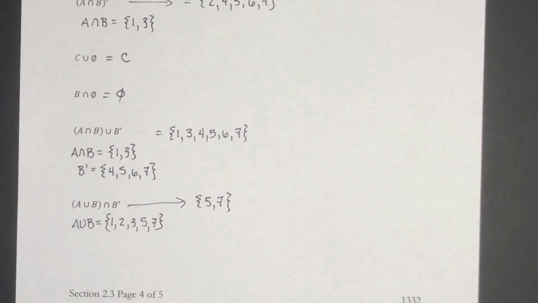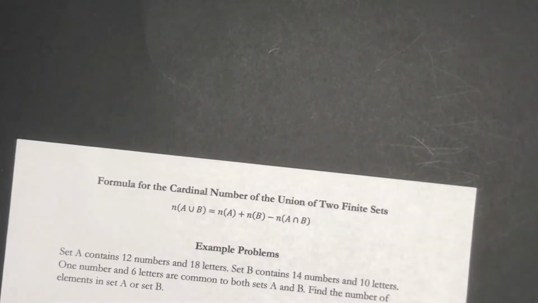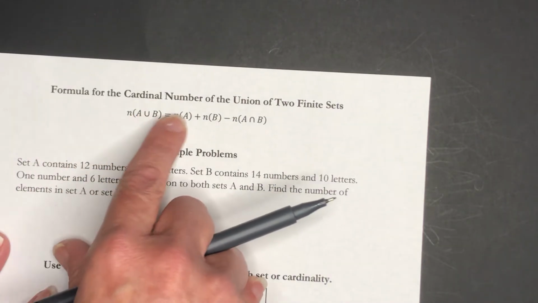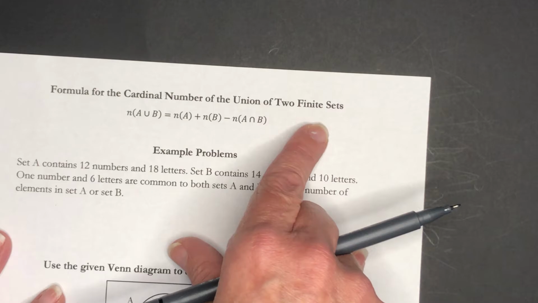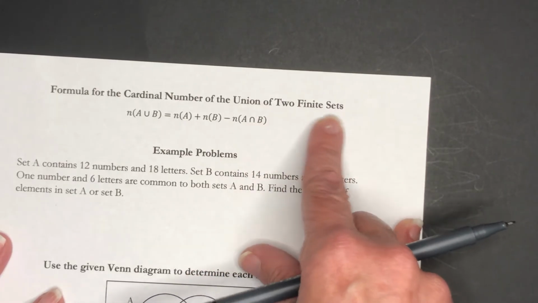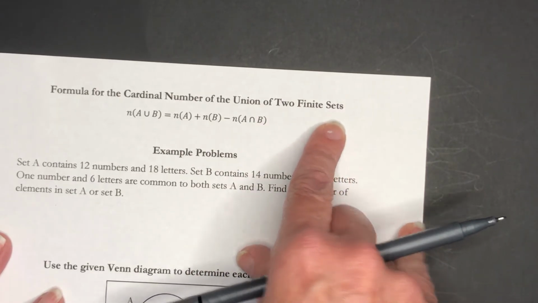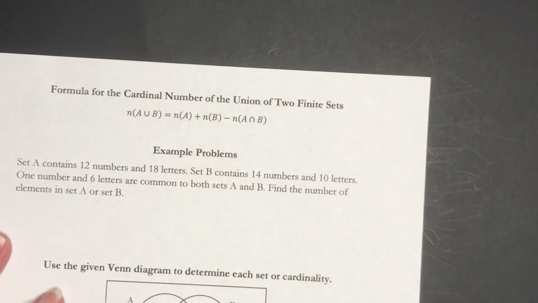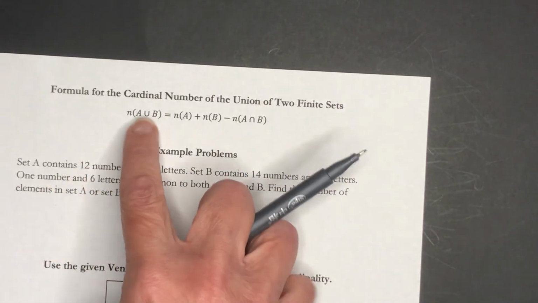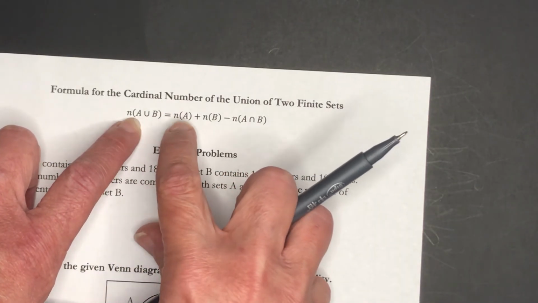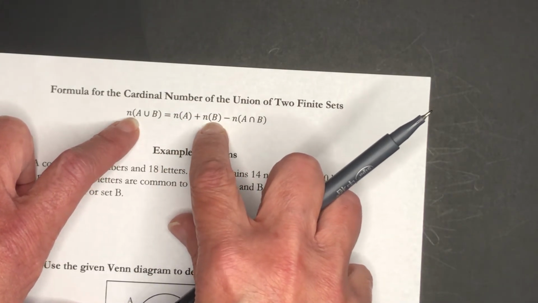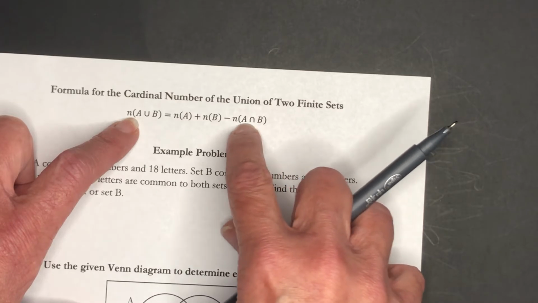Okay. One last page of notes. All right. The formula for the cardinal number of the union of two finite sets. We're not going to deal with infinite sets here. And remember that the cardinal number of a set is how many elements there are in a set. Okay? So if you want to find the number in the union, you take the number that are in A plus the number that are in B, and then you subtract away the intersection.